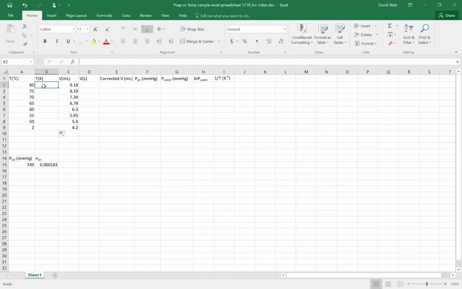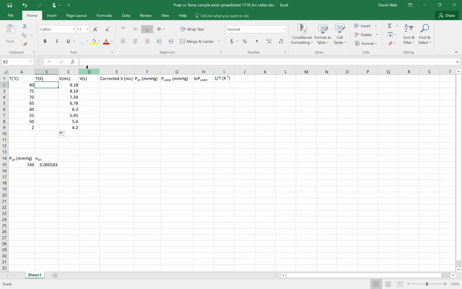The first formula we're going to do is convert our temperature. This is the raw data from the lab. These are the values you have. The first thing we want to do is, because to use the ideal gas law, which is what we're going to use to get, I believe, these values here, we're going to need our temperatures in Kelvin.